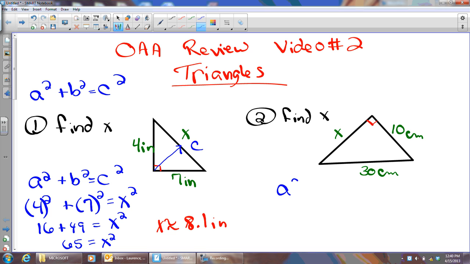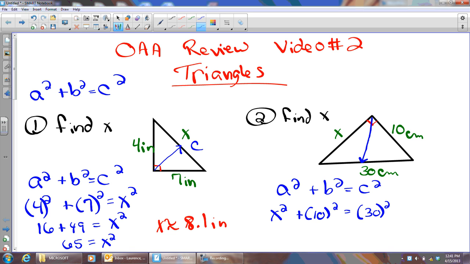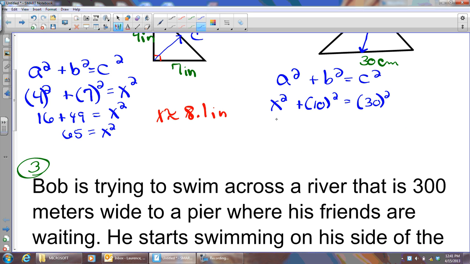All right, let's try the next problem. Again, I've got a squared plus b squared equals c squared. To find c, I always draw a line from my right angle. C in this case is 30. I want to fill that one in first. Okay, I'm going to make a squared x squared. And then for b, I need 10 squared. So I'm going to go x squared plus 100, and that's going to equal 900. Therefore, x squared is going to equal 800, and I'm going to take the square root of each side.